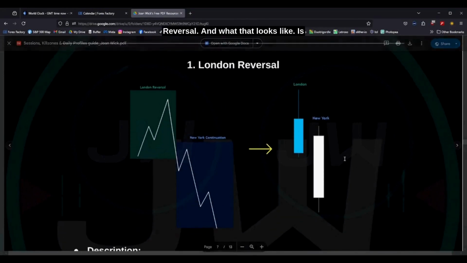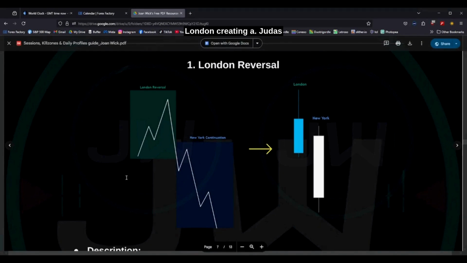What that looks like is London creating a Judas swing or a reversal during London session. And the reason why I call it Judas swing is normally this would trick people into thinking we are going in one direction, only for price to reverse and New York to continue that reversal in the other direction.